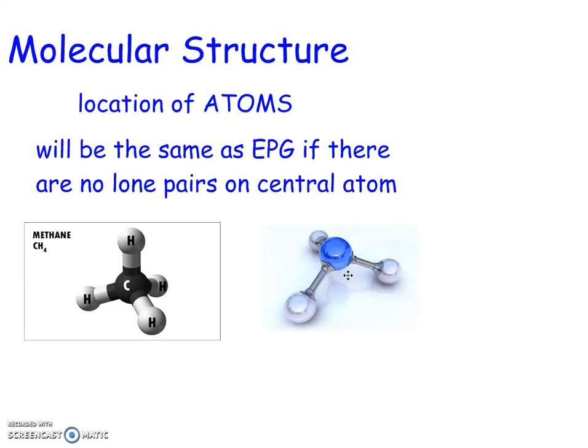If there are no lone pairs on the central atom, the molecular structure, looking at the location of the atoms, will be the same as the electron pair geometry. However, if there are lone pairs, then the name is going to be different because we're essentially ignoring, in terms of describing the shape, where that lone pair exists, even though it is part of what's giving it the shape.